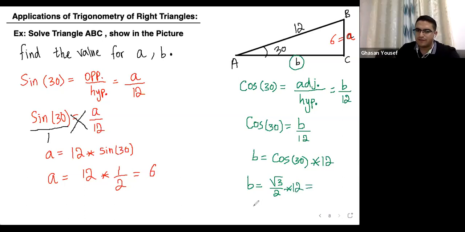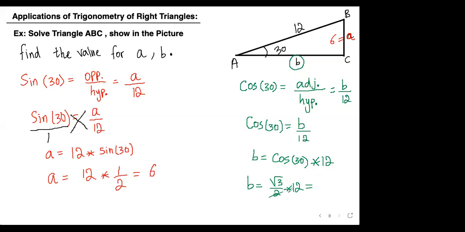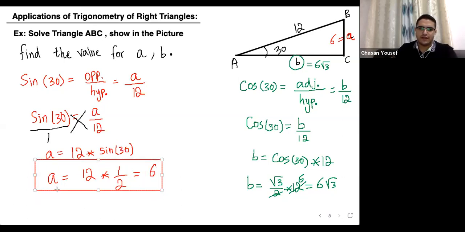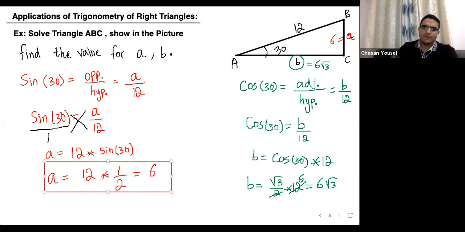Now, if you want to simplify it, the 2 with the 12, how much do you get? It'll be 6 square root of 3. Correct. So the value for b equals 6 square root of 3. This is the answer. So I found the value of b and I found the value of a. This is the first application I can use with the trigonometry ratios. Any question before we go to the second example?